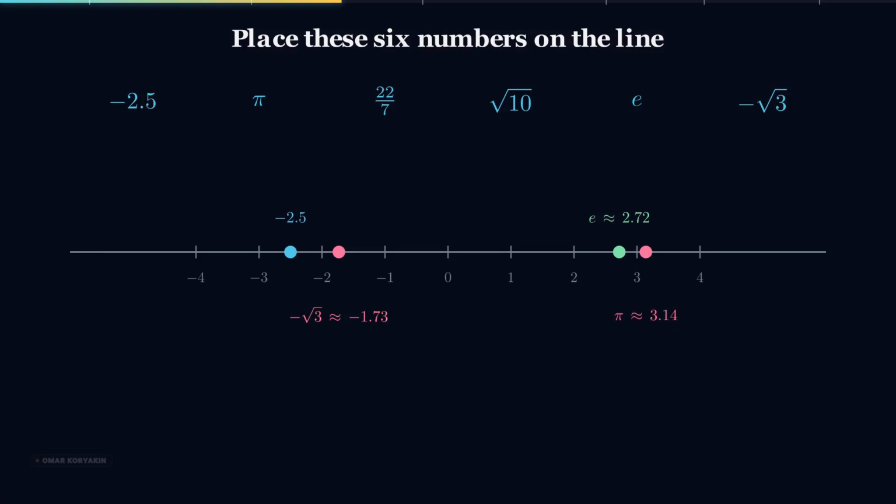Pi is about 3.14, so pi sits just past the 3 on the right side of the line. A pink dot lands there with the label pi approximately equal to 3.14.